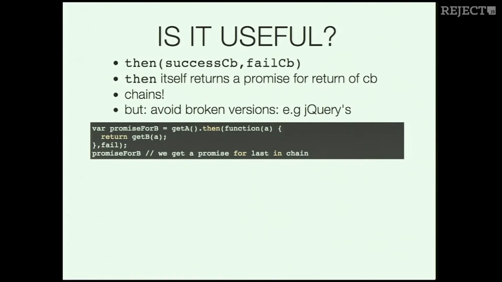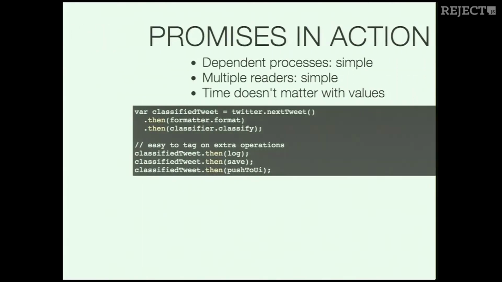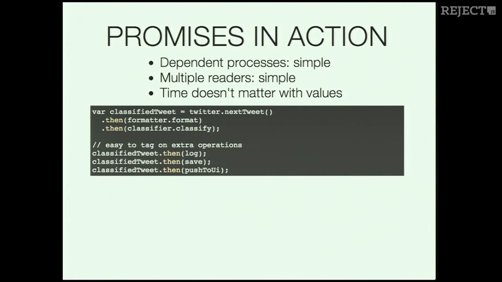So it chains. As I say, that is the core idea, one of the two core ideas, I think, of promises. For reasons unknown, jQuery's API implementation doesn't chain, so it's not really a good implementation of promises, so I'd avoid that like the plague. And yeah, they just make things really simple again.